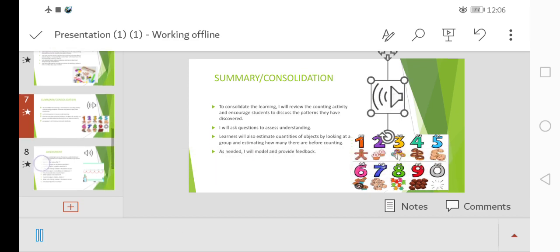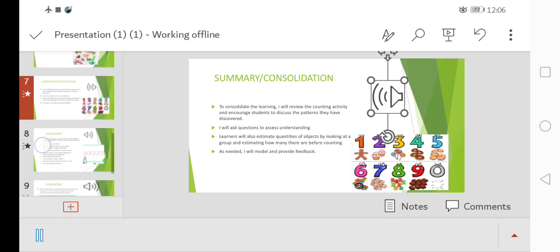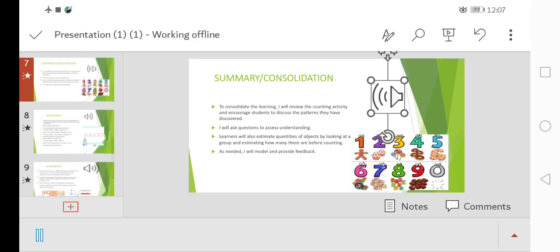Summary. To consolidate the learning, I will review the counting activity and encourage students to discuss patterns they have discovered. I will ask questions to assess their understanding. Learners will also estimate quantities of objects by looking at a group and estimating how many there are before counting. As needed, I will model and provide feedback.